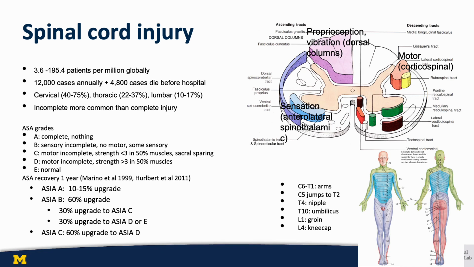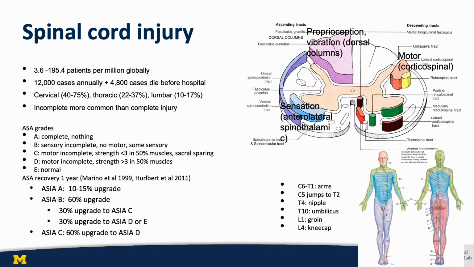A spinal cord injury is another neurosurgical emergency. This is also, unfortunately, very common. About 12,000 cases annually in the U.S., with 5,000 cases passing away from other comorbidities before they even reach the hospital. Most commonly seen in the cervical spine, and spinal cord injury is most commonly incomplete, meaning that patients do have some degree of retained motor and sensory function.